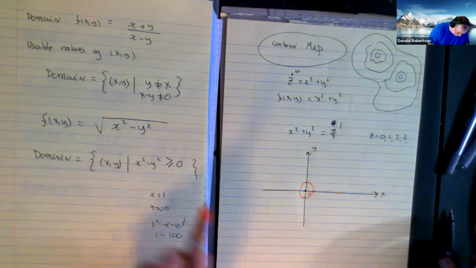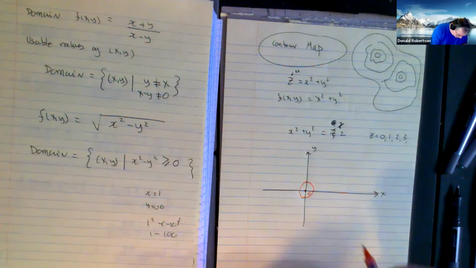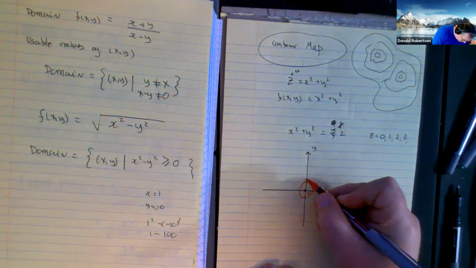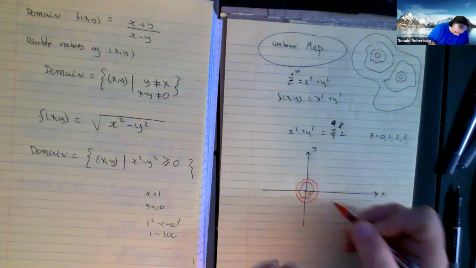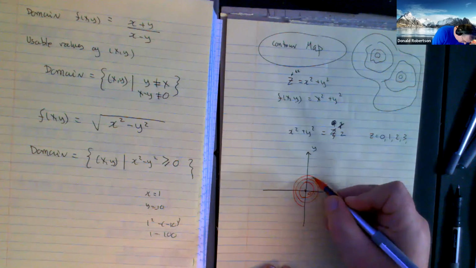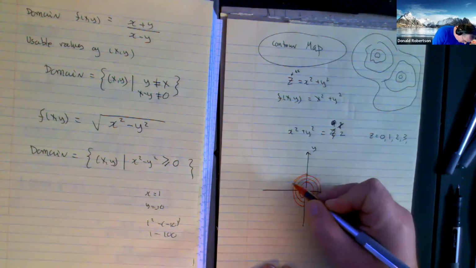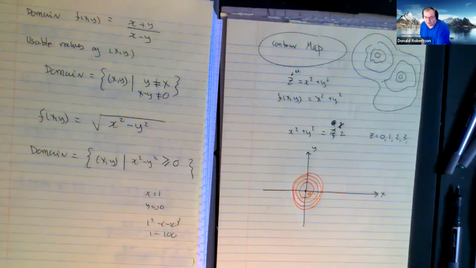And then you do a height of 2. Well, what does that look like? Well, that looks like a circle whose radius is square root of 2, which is about here. And then you do the next one, which is the square root of 3. Then you do the next one, and it's a square root of 4. And can you see why I don't want to do this anymore? But what you are looking at is called a contour map.